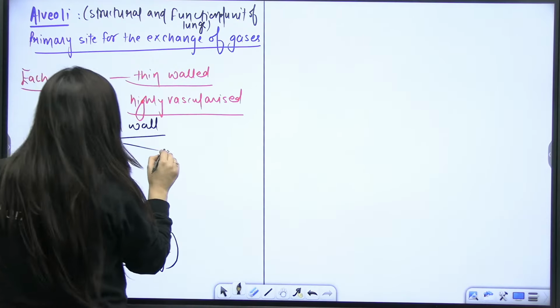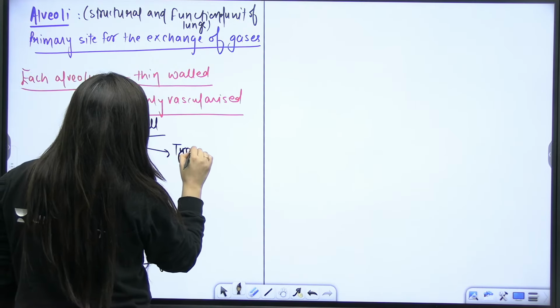So next, other is type 2 pneumocytes. They are larger and they release what? A surfactant. Right, students? What will they release? They will release a surfactant. What is the name of that surfactant? This is a very important question. Kindly write down: surfactant, lecithin. What will they provide? They'll provide the lecithin. They release it.